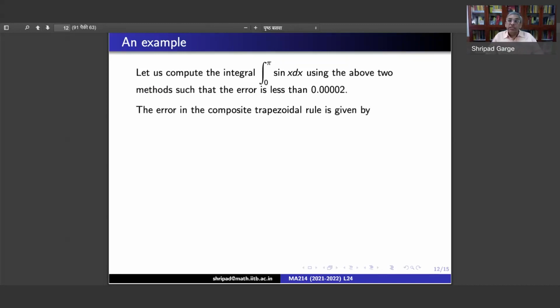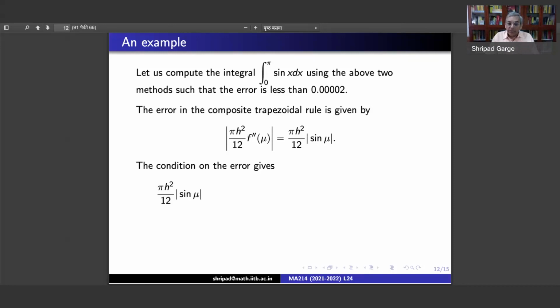The error in the composite trapezoidal rule is given by this formula, pi h square upon 12 f double prime at mu. If you put mod to this, the function f(x) is sin x, the double derivative is minus sin x, but since you are putting mod, it will simply be mod of sin mu. The condition on the error is that it has to be less than 0.00002. So pi h square upon 12 mod sin mu, which is already less than or equal to pi h square by 12, because mod sin is less than or equal to 1, is less than 0.00002.